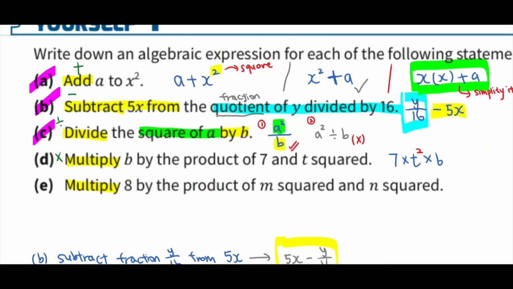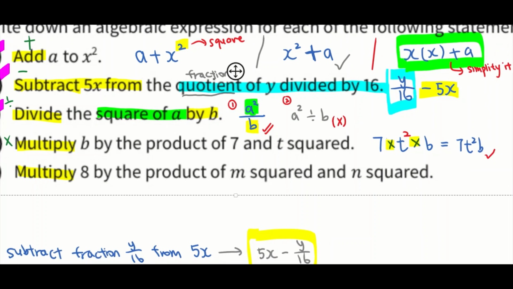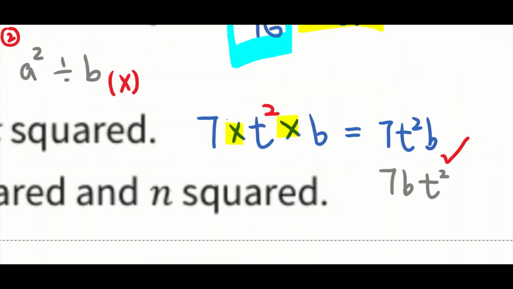So for part D, yes, we can write an answer like this, multiply everything, but then we need to remove the multiplication sign to make it simpler. So this is the answer, 7t squared b. Or can you write it like this, 7bt squared, is it the same thing? Actually, it's acceptable. Why? Because a times b is the same as b times a.